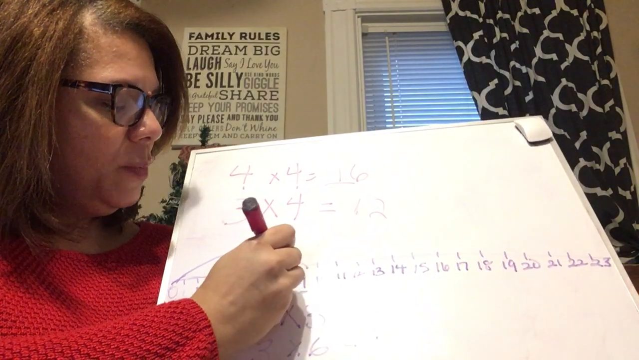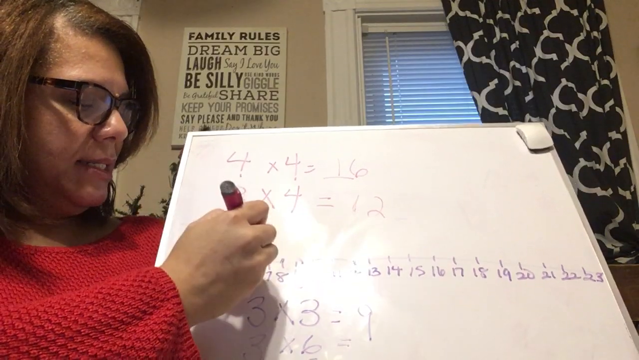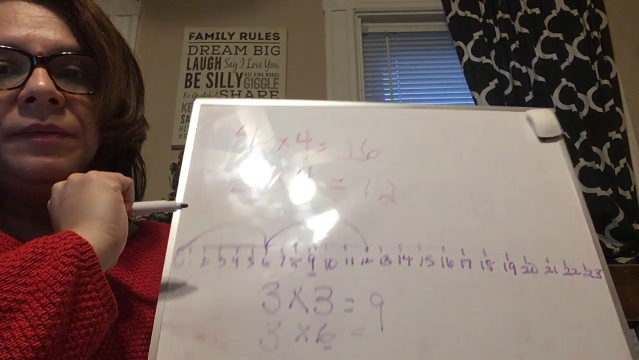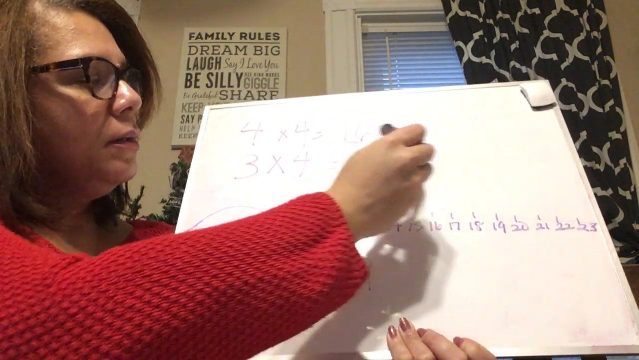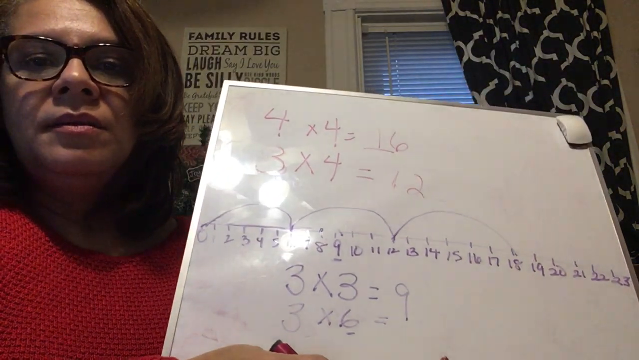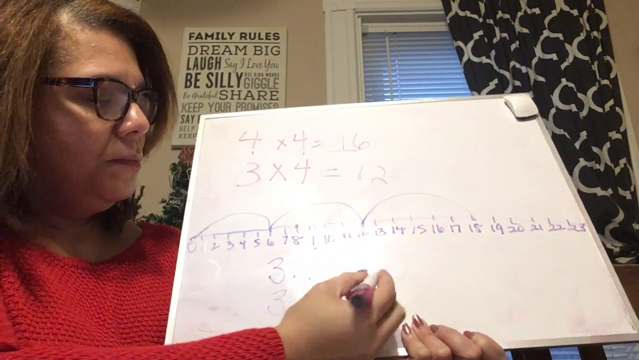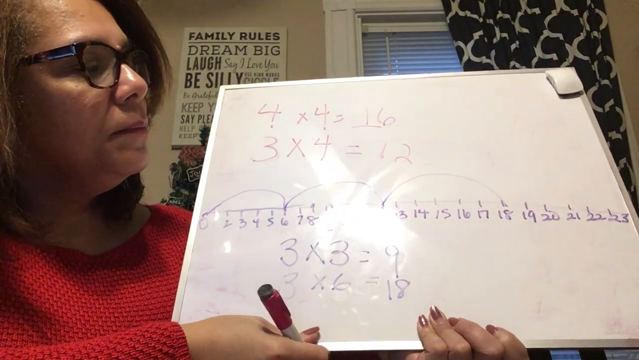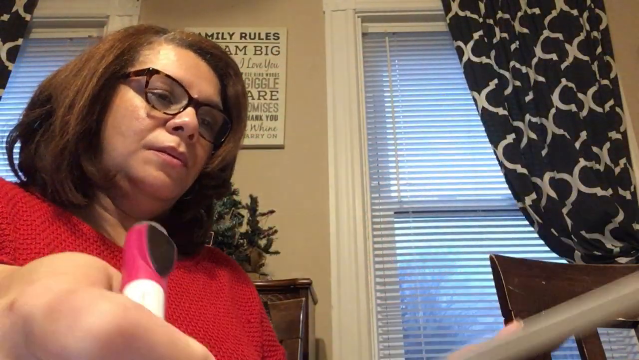That's what happens when you write your numbers clearly, boys and girls. Here we go. Okay, we're going to stop at 6. Then we're going to hop over 6 more, and that's 12. We're going to hop over 6 more, and that is 18. So 3 times 6 is equal to 18. Very good. Okay. Ready for one more?